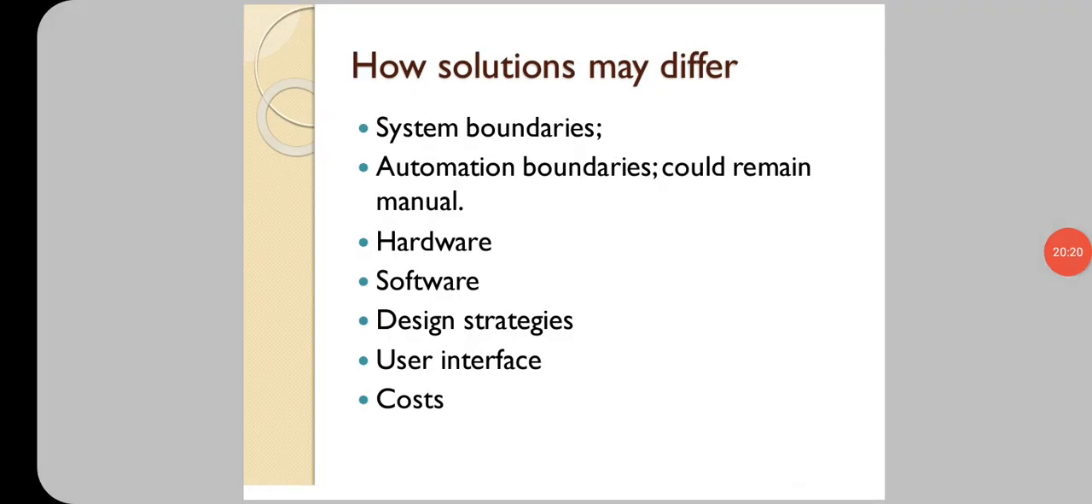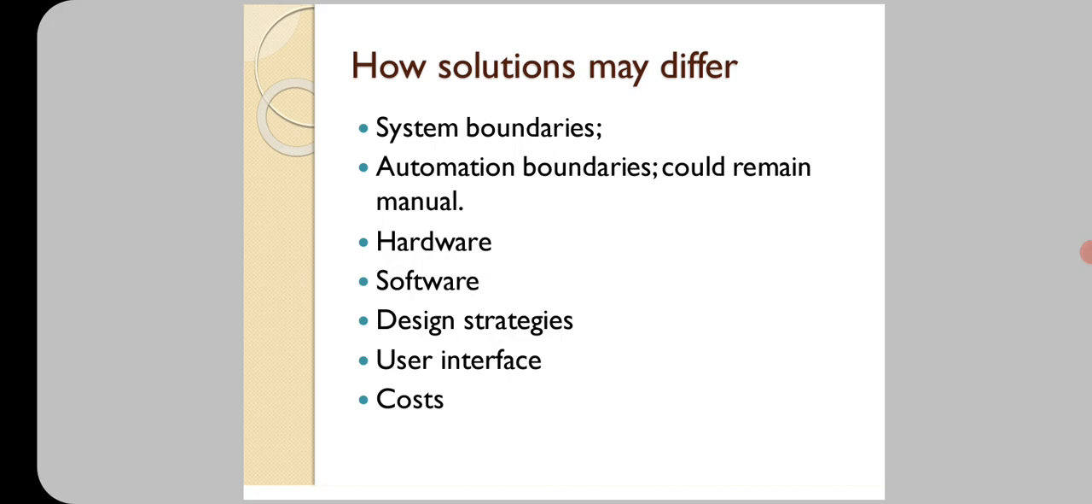What are the different factors, or parameters, which may affect the solutions, or how solutions may differ? The first one is system boundaries, knowing the boundaries of the existing system, meaning what the limitations are and what the different rules, regulations and boundaries of the existing system are.